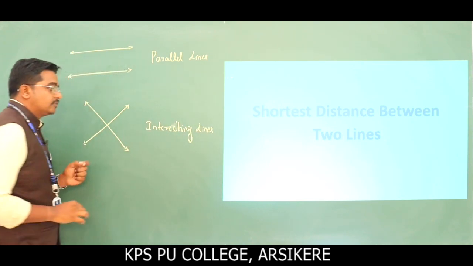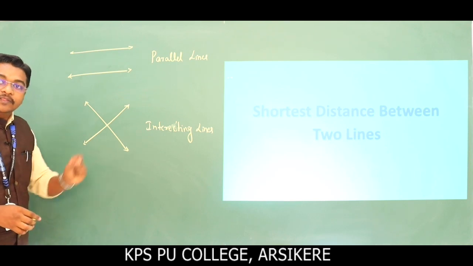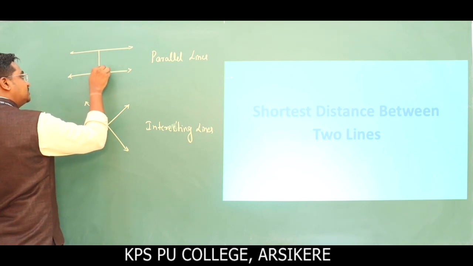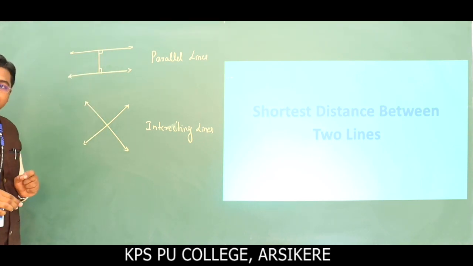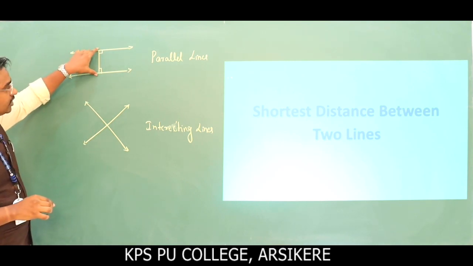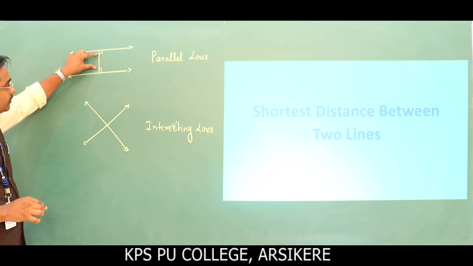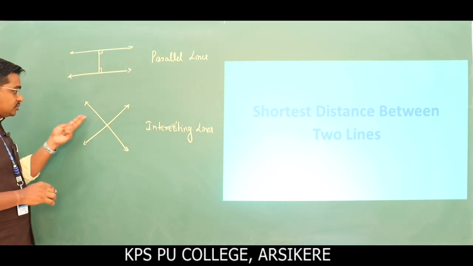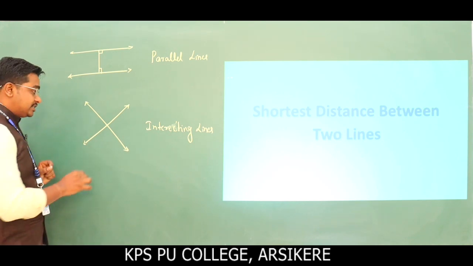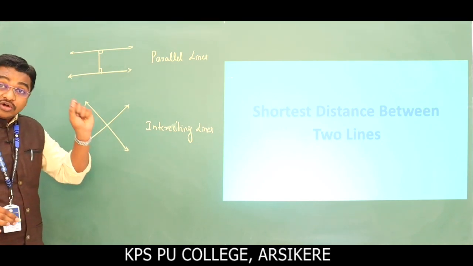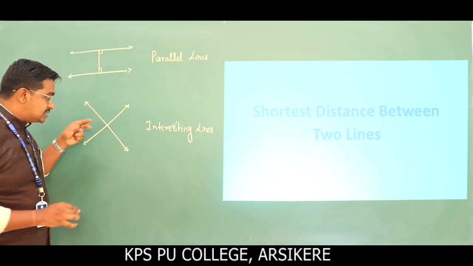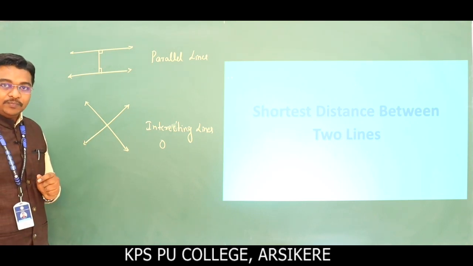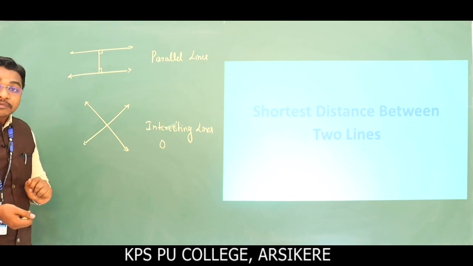Intersecting lines. So when two lines are parallel, how to find the distance? It is very simple. The perpendicular distance between these two lines. So this represents the shortest distance, or distance, between the two parallel lines. When we have intersecting lines, at the point of intersection the shortest distance between these two lines is 0. Understood, children? So this is the case of 2-dimensional geometry.